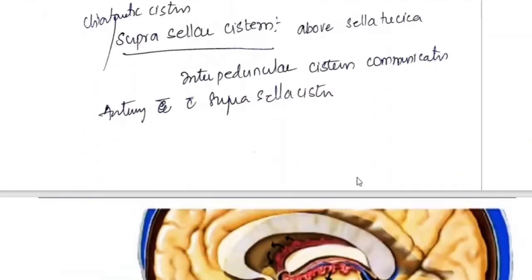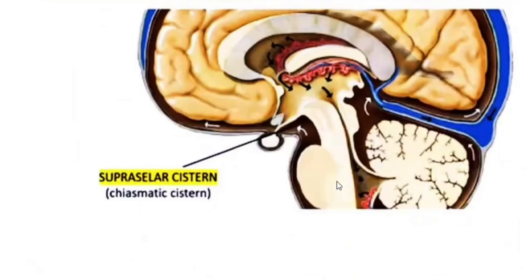Next is supracellular system. Supracellular system is a system that is present above the sella turcica. This is the sella turcica, you know the sella turcica. This is the pituitary. This is the sagittal section of the brain. Till now, we all know this. This is the sella turcica.